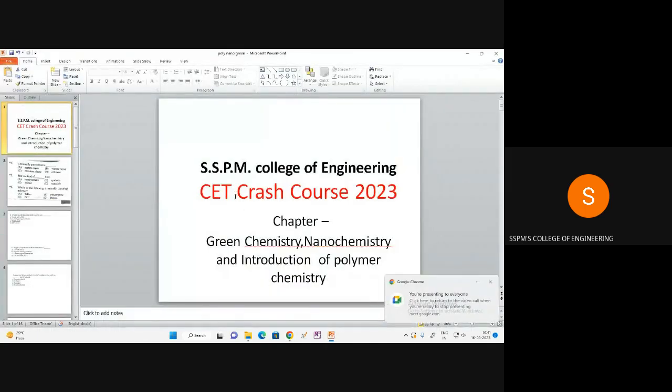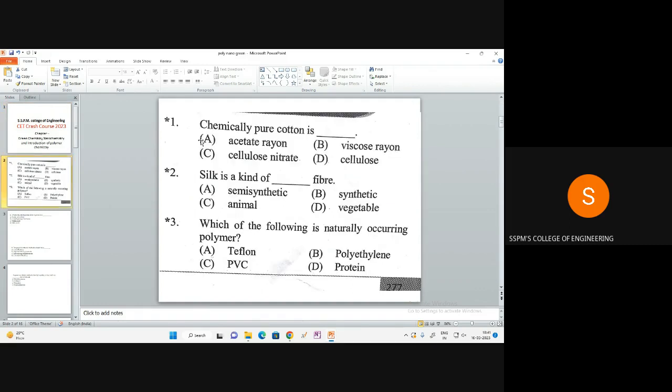Let us start our CET crash course. The questions in the CET exam are asked on green chemistry, nanochemistry and introduction of polymer chemistry. These three topics are basically theoretical. So the questions may also be asked on a theory basis. The first question is: chemically pure cotton is. So it is cotton.